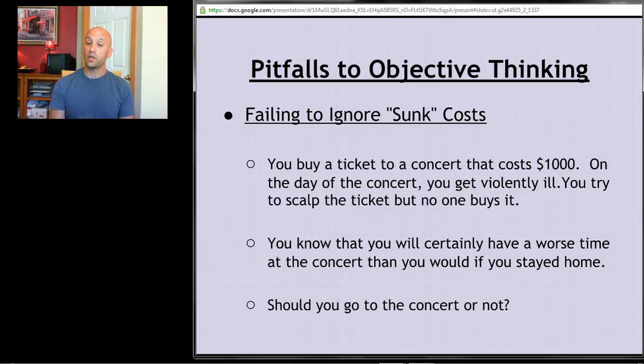Well, an economist would say no. Most people would say yes. Most people would say, hey, I paid this $1,000. I don't want it to be wasted. I'm just going to suck it up and I'm going to go to this concert or else this $1,000 is gone. What an economist would say is, nope, that $1,000 is already gone. This concert is essentially free for you. You already paid the $1,000. Now you simply have a choice to make. Go to the concert and feel really, really terrible, or stay home and just feel a little bit terrible. If you're smart, you would stay home.